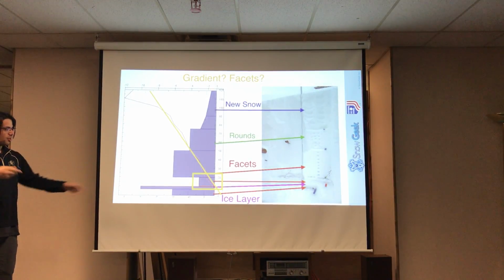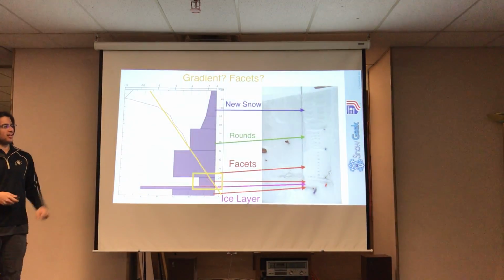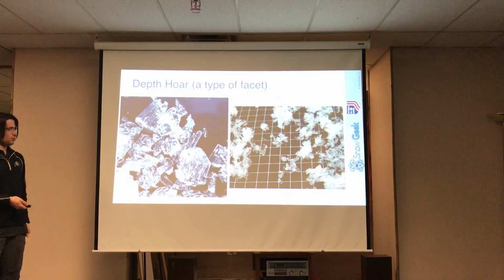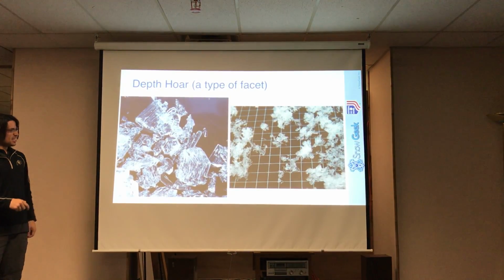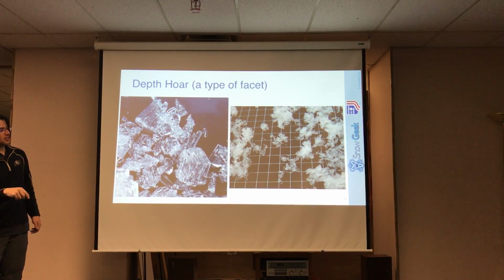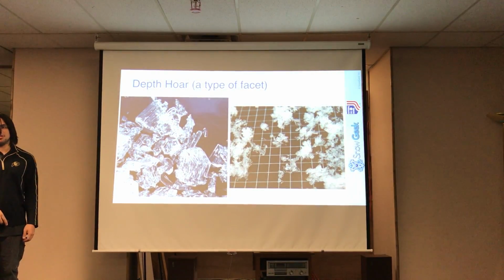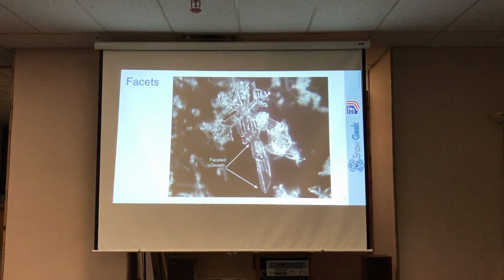So when we go out in the field, we'll look at the ground, scoop some, and we'll see that it's depth hoar, not very good. So this is what the crystal looks like. It's easy to tell because there are these characteristic little plate-like things. And then this is a zoomed out photo of how it might look. This is an example of new snow becoming a facet.